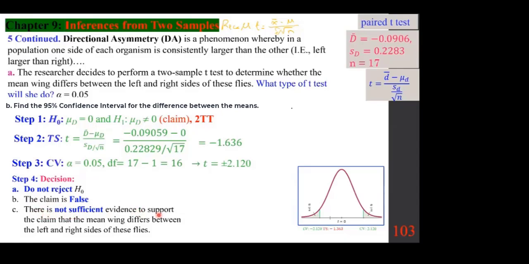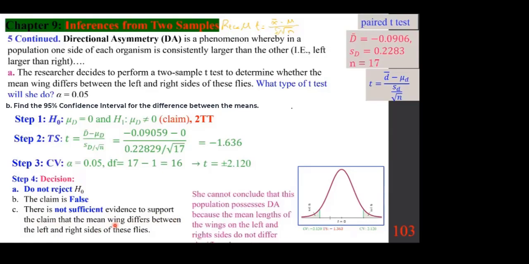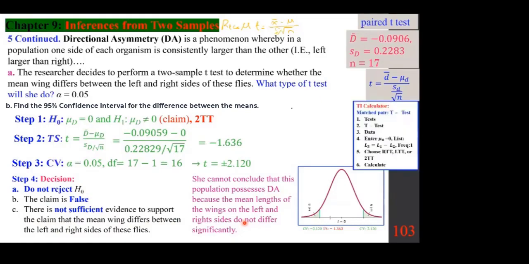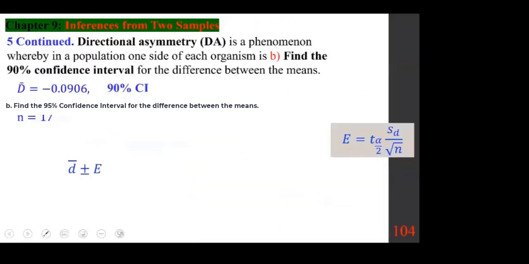writing. There is not sufficient evidence to support the claim that the mean wing length differs between the left and right side of these flights. She cannot conclude that this population possesses DA because the mean length of the wings on the left and right sides do not differ significantly. So this is statistics at work. We can do the matched pair t-test to come up with the answer.